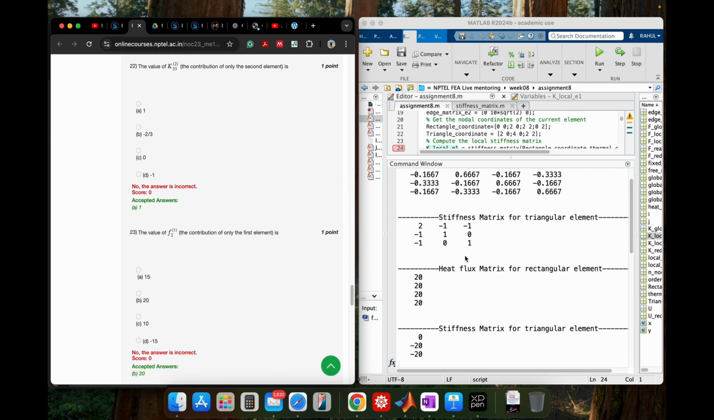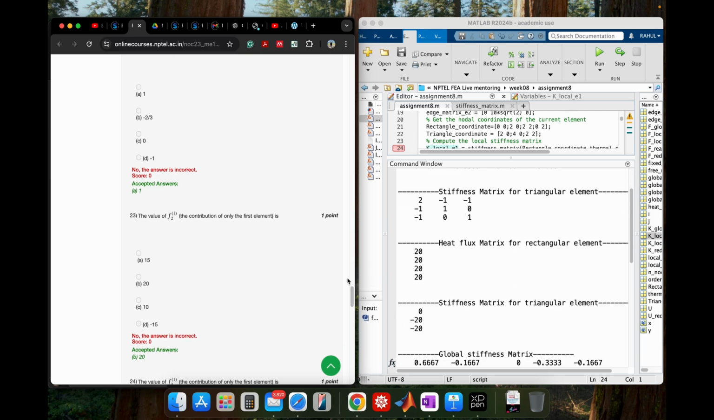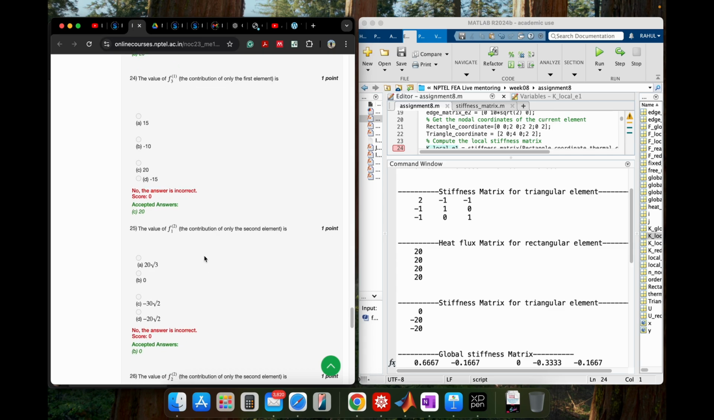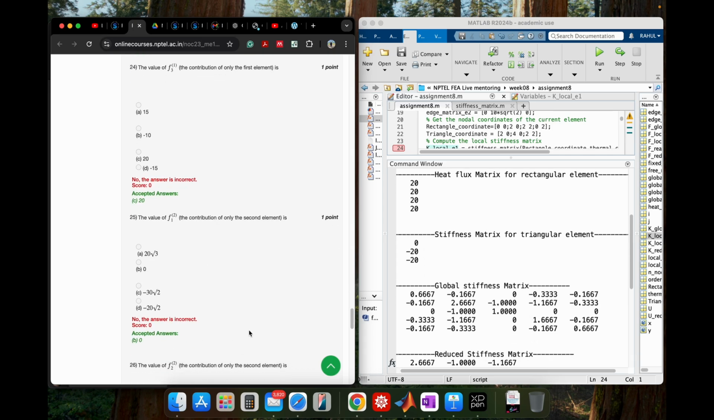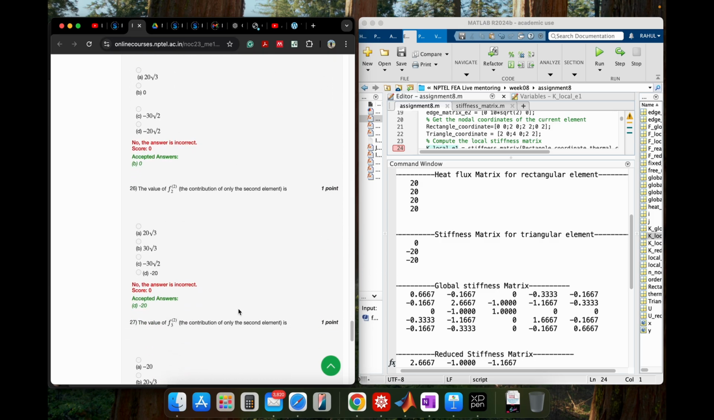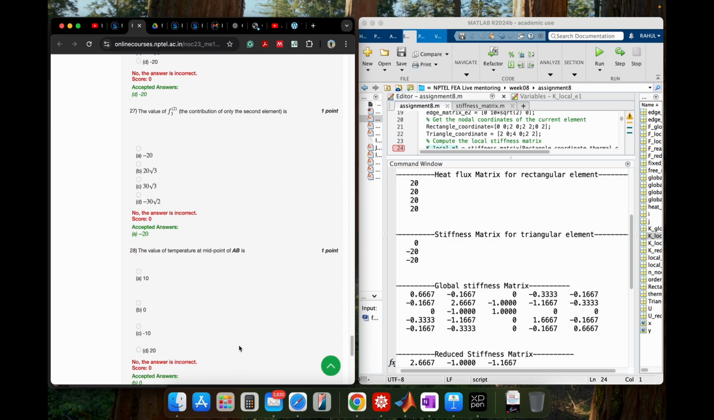For the heat flux of the rectangular element, what is asked? For 1, it will be 20. What will be 3? It will also be 20. For element 2, what will be 1? That will be 0. What will be 2? That will be minus 20. What will be 3? It will also be minus 20.